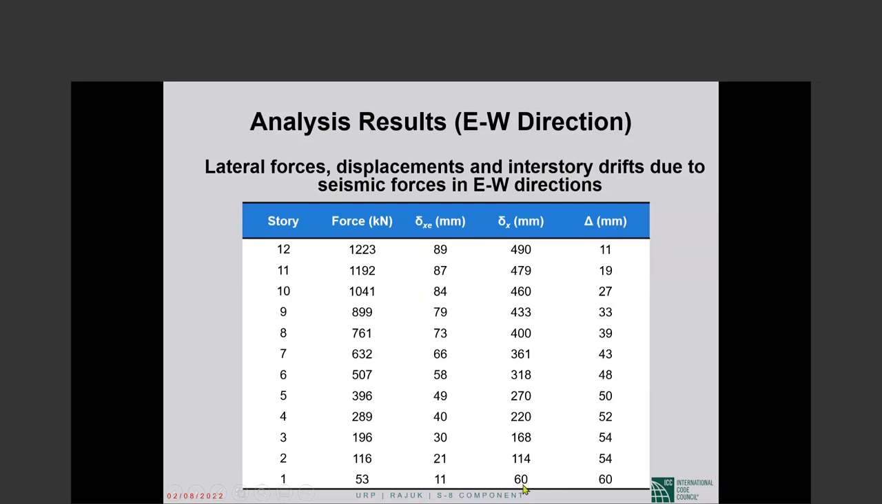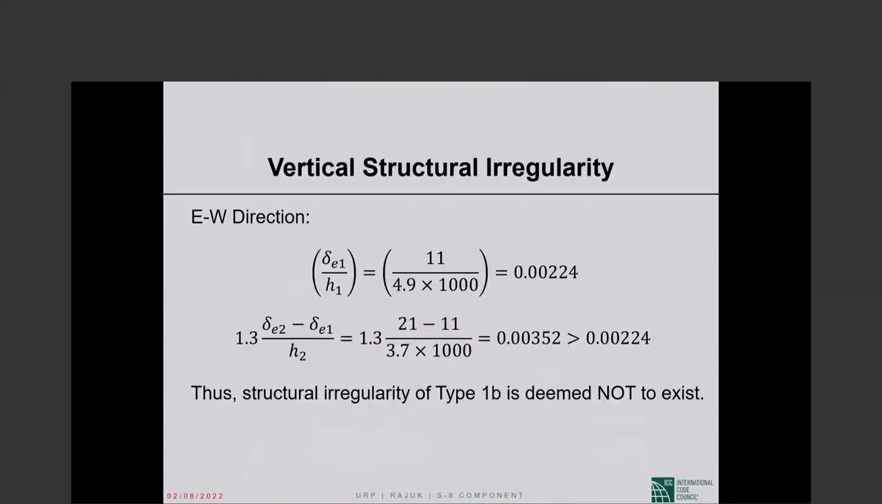This is the interstory drift. At level 1, it is the whole thing. At level 2, it is 114 minus 60, that is 54. At this level, it is 168 minus 114, which is also 54. So you understand, this is pretty straightforward. From the table, delta 1 divided by H1 is 11.